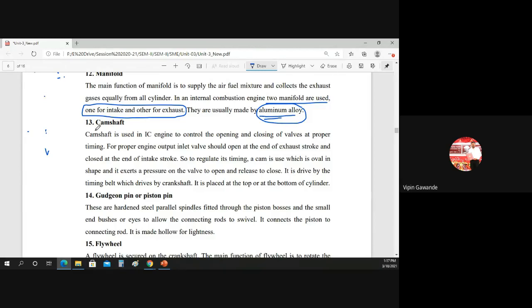Okay. After this, we have the camshaft. Now camshaft, where have we seen this camshaft? The camshaft is used in the IC engine to control the opening and the closing of the valve. We know that when the air fuel mixture enters into the cylinder, the inlet valve opens, and during the exhaust stroke, the exhaust valve opens, but this will not open automatically. There is one cam, a cam of this type, and this is rotating.